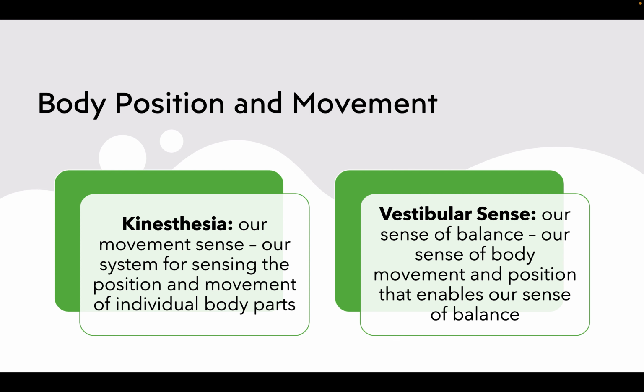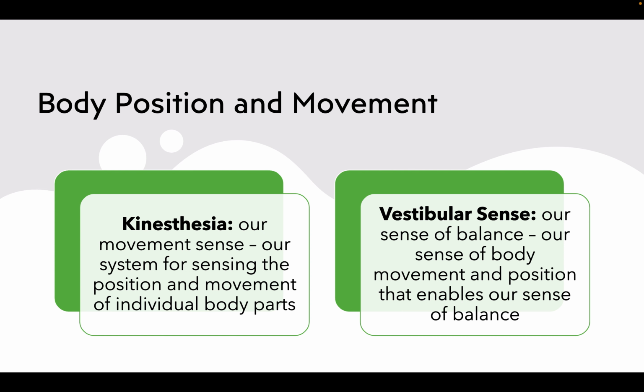We also have some other senses. We're not going to go into a lot of the other ones, but we are going to talk about these two. They are kinesthesia and our vestibular sense. Kinesthesia is our movement sense. It's our system for sensing the position and movement of individual body parts. It's how we know where in space our body is located, where in space our hand is. It's what enables us to reach out and touch something without fumbling all over ourselves.